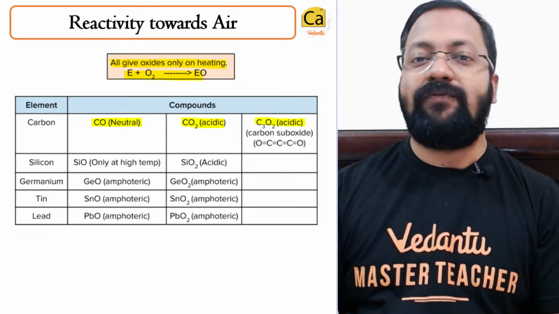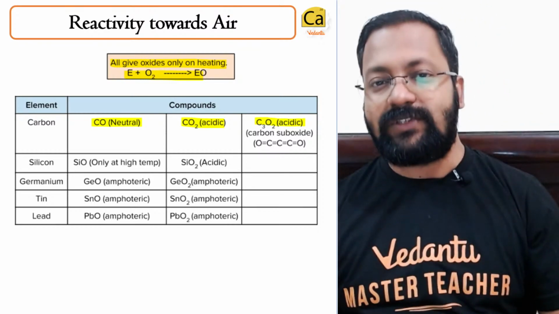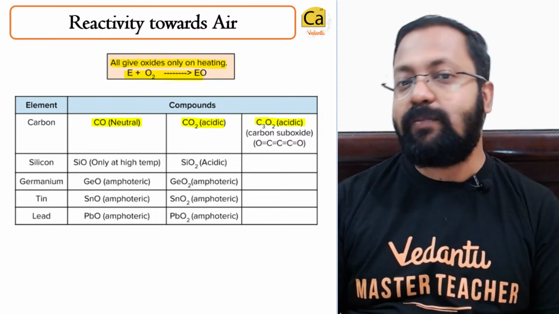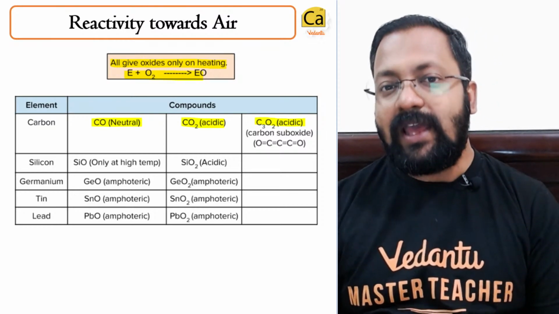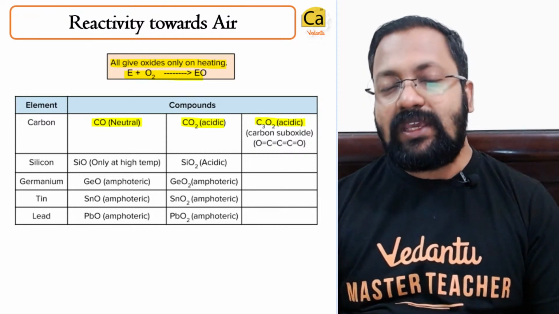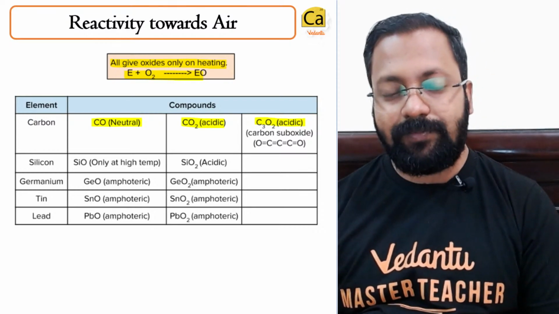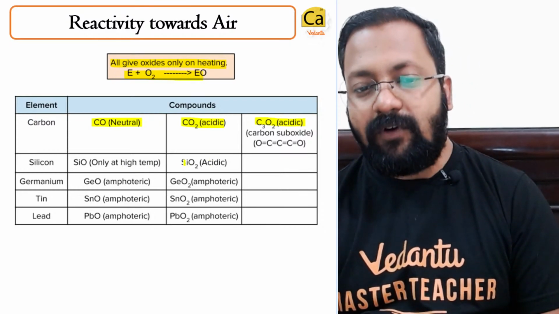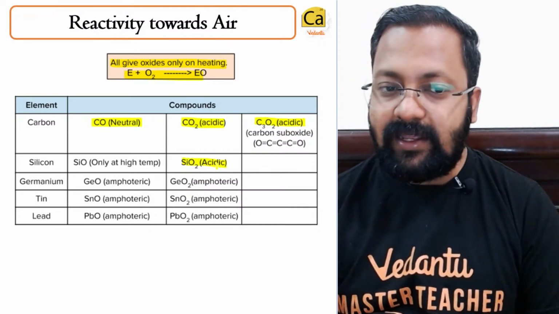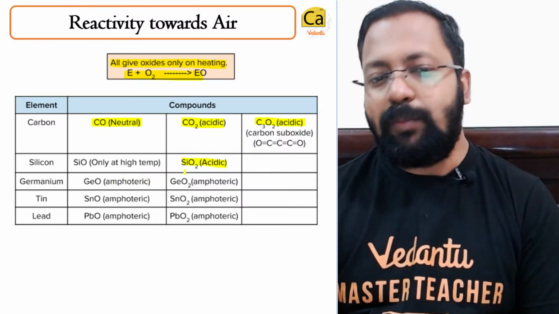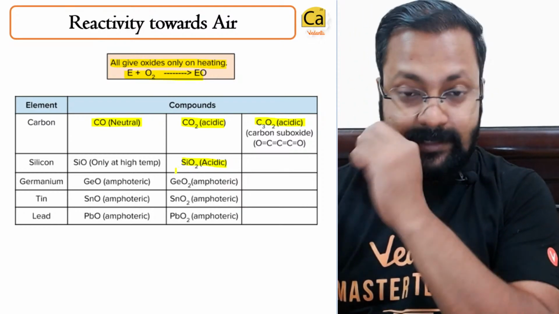Please do remember the structure of C3O2, because C3O2's structure has been asked multiple times in JEE Advanced as well as in NEET. So what is C3O2? It is carbon suboxide. Silicon can form SiO2, which is acidic, and SiO only at a very elevated temperature, but the most stable oxide I would say is SiO2.